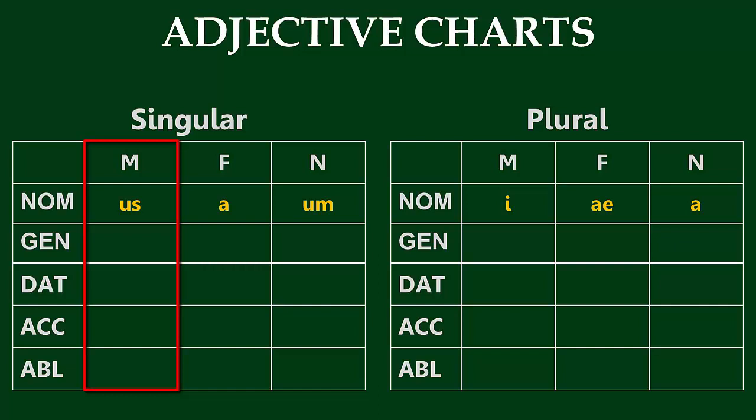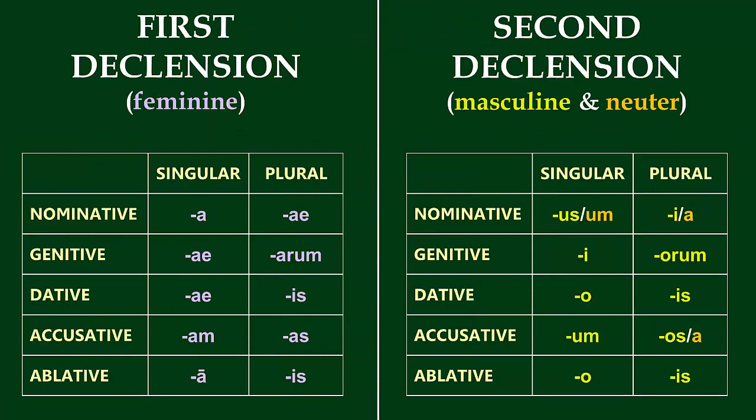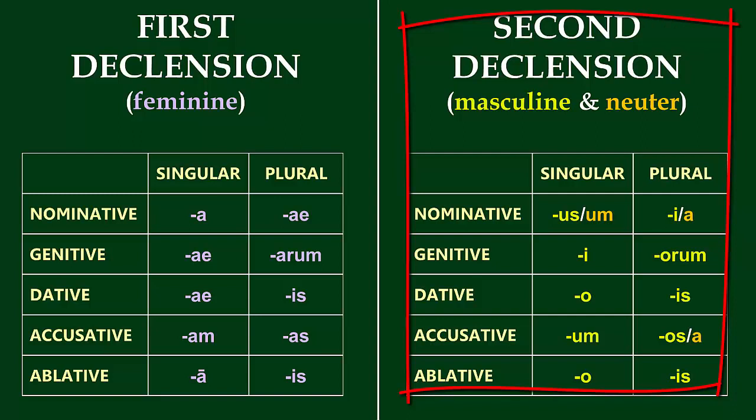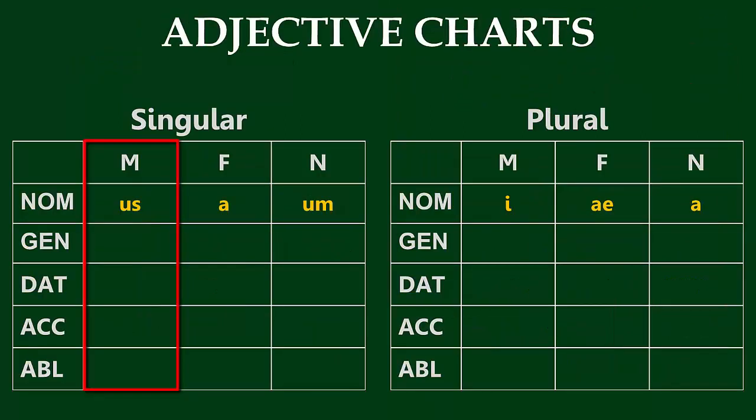The nominative that we provided you was us, us. What other set of endings that you know starts with an us in the nominative singular? That's right, of course, the masculine second declension noun endings. And the masculine adjective endings are just the same as the nouns: us, o, o.